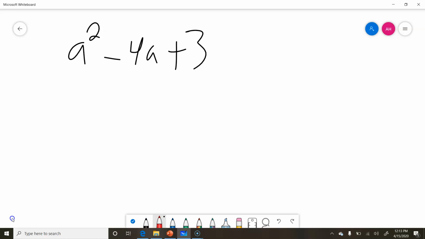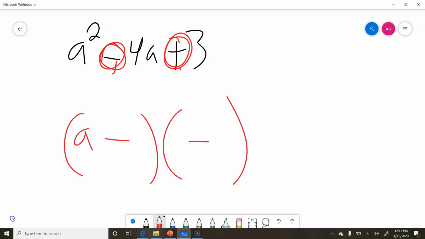But another one for good example is this right here. Let's do a squared minus 4a plus 3. Now this one's very similar to the other one. Look at this. The sign here is positive. The sign here is negative. What that means is they're both going to be negative. When you have a negative sign, then a positive sign, you know they're both going to be negative. You know that a is going to be in the front of both.